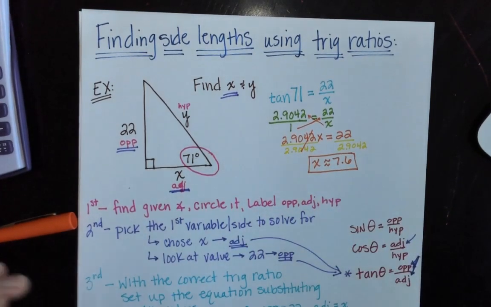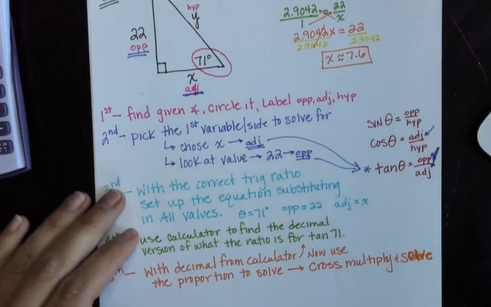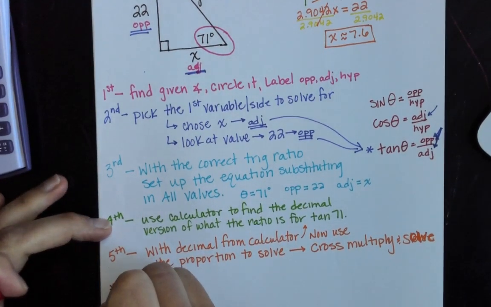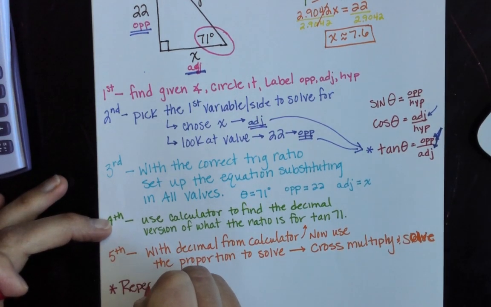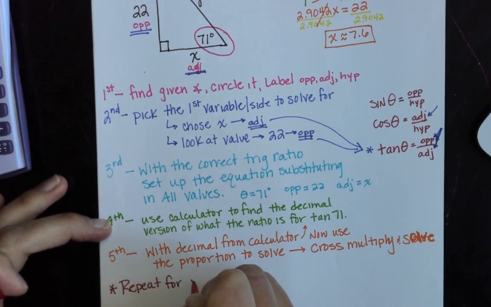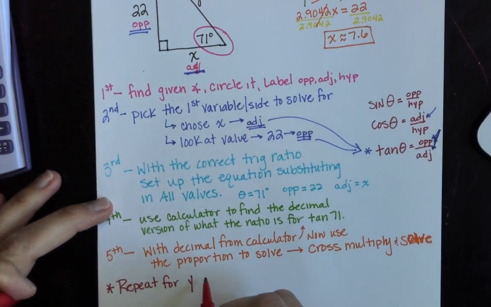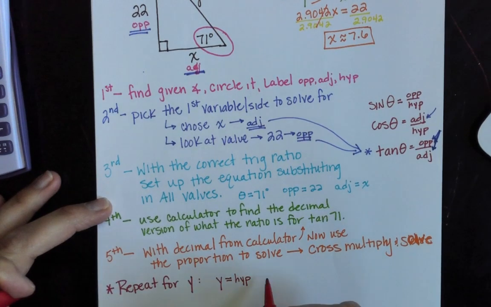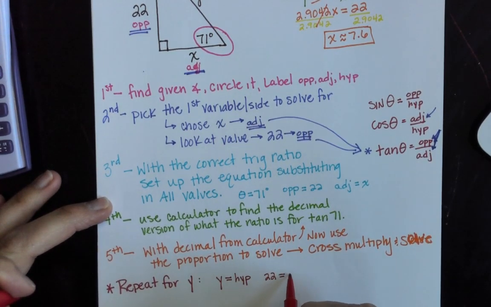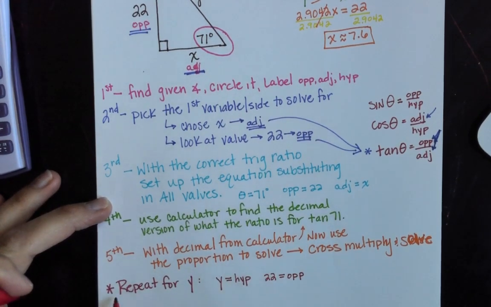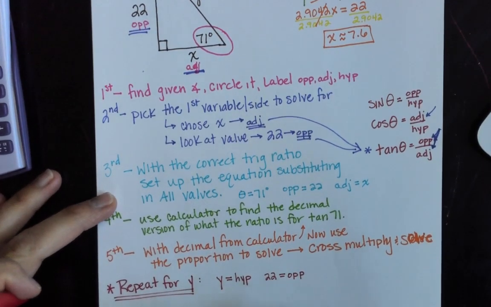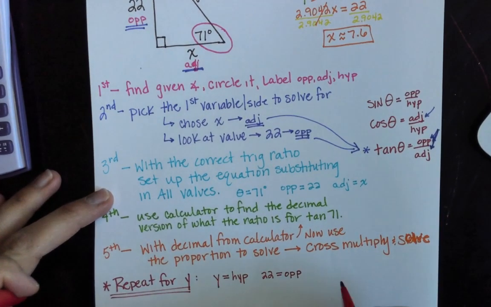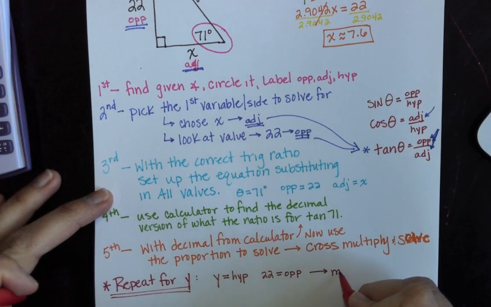We're going to repeat the steps. And so I'm not going to rewrite it. I'm just going to go repeat for y. And all that means is y is our hypotenuse. 22 is our opposite side. So if we're doing hypotenuse and opposite, the only one that uses hypotenuse and opposite is sine.